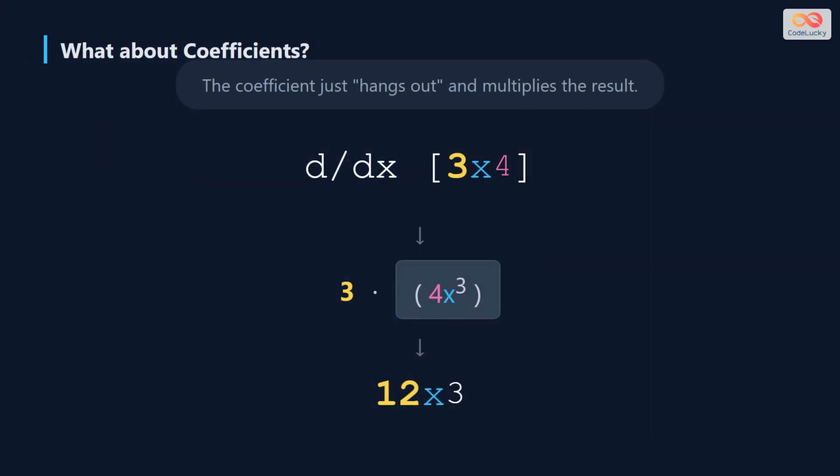What if there is already a number in front, like 3x to the 4th? That number 3 is a coefficient. It just waits there. You perform the power rule on x to the 4th, which gives you 4x cubed. Then, you multiply that result by the original 3. 3 times 4 gives us a final answer of 12x cubed.